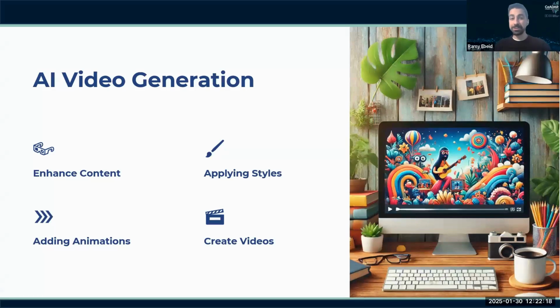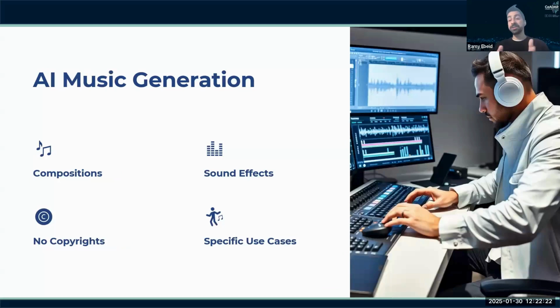So this is for video AI generation. Next is AI music generation. Putting your hand on the perfect soundtrack can be challenging. AI music generation allows you to create original music compositions that fit your brand's tone or project's mood. And instead of searching for stock tracks, you can produce a unique audio environment tailored to your specific use case.